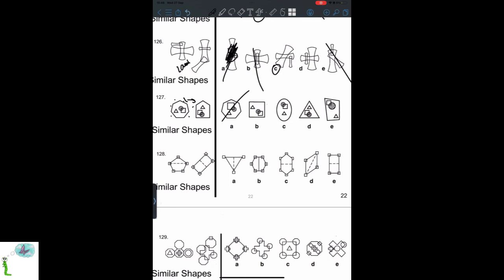So this is 1, 2, 3, 4, 5, 6, 7. 1, 2, 3, 4, 5. This is 4. This is 3. This is 1. This is curved sides, so I'd cross that out. These are straight lines. We're left with a triangle and a square. We have to realize we have to choose. Now the question is, which one do we choose?